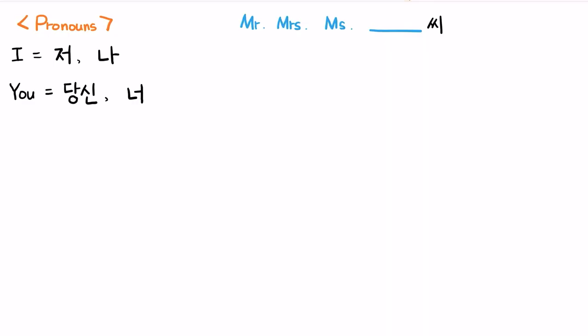너 is the informal form, right? You use 너 with younger people, like obviously young kids, way younger than you, or just between friends. So if you're not friends, of course, you shouldn't use 너. Okay, next one is we.